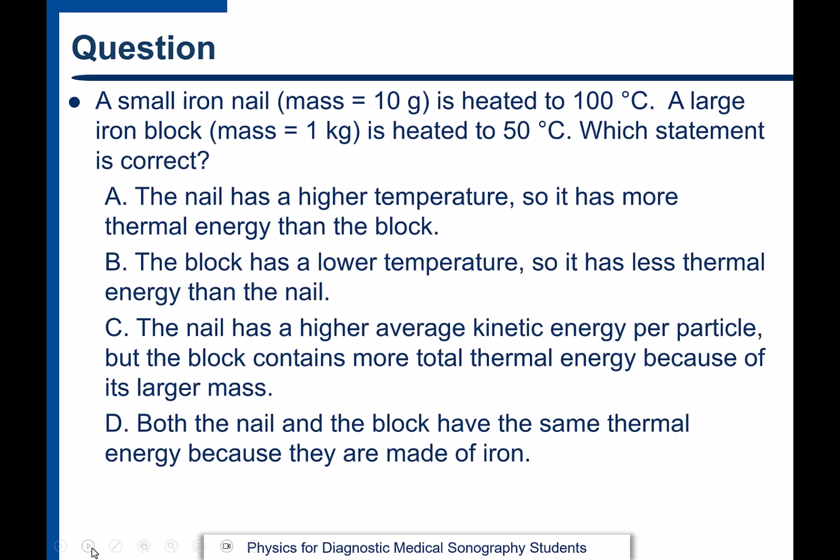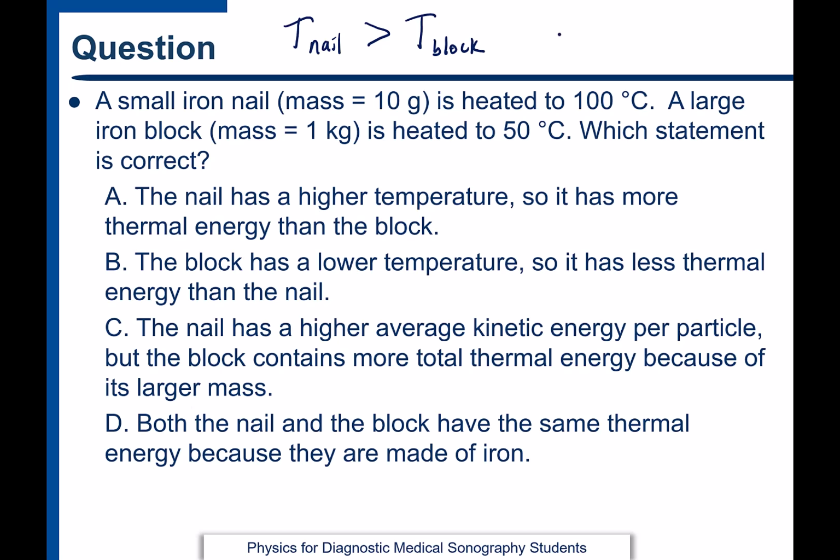Why don't you pause the video and try this one on your own? A small iron nail, mass 10 grams, is heated to 100 degrees Celsius. A large iron block, mass 1 kilogram, is heated to 50 degrees Celsius. Which statement is correct? Before I even read the answers, one thing I know is that the temperature of the nail is definitely greater than the temperature of the block, because the nail is at 100 degrees and the block is at 50 degrees.